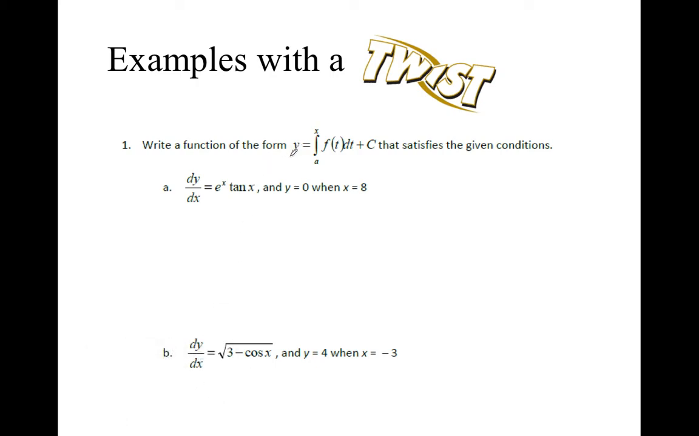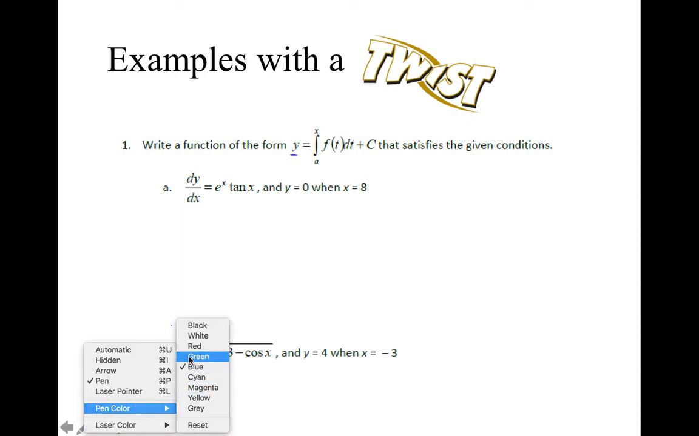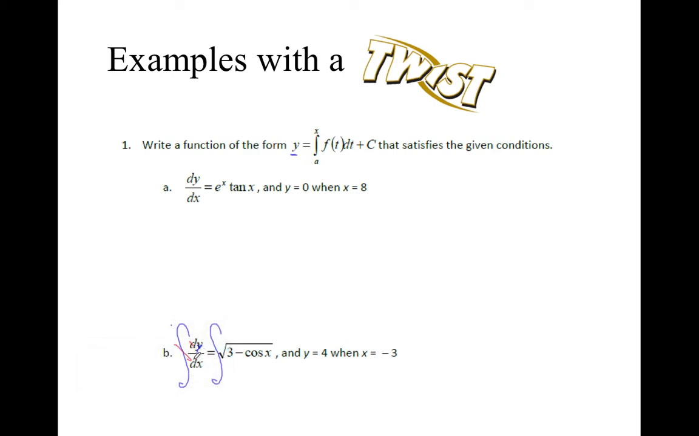You want y, they want you to get y by itself, but y is wrapped up in a derivative. So what do you do? Anti-differentiate. What happens when you anti-differentiate a derivative? The antiderivative goes away, but so does all the derivative stuff, leaving just y. So y is equal to the integral of the square root of 3 minus cosine, not of x though, of t, dt.